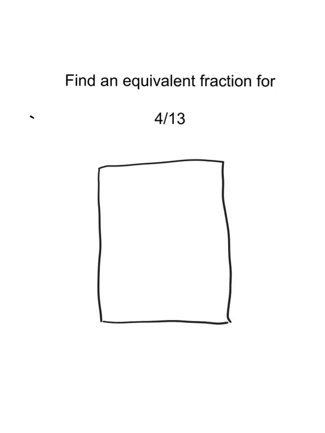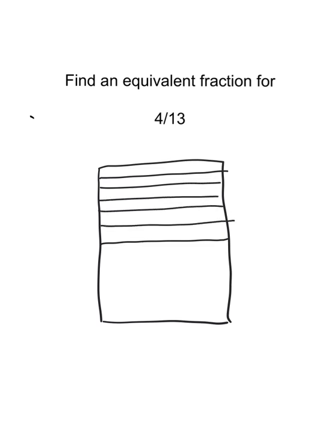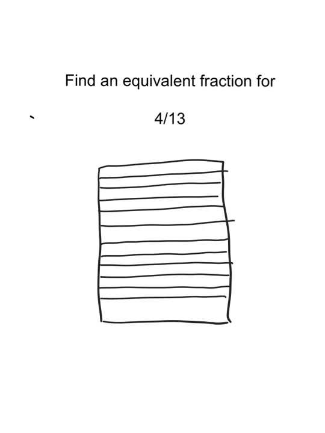Okay, I'm just going to subject you to one last problem, which is we need to find an equivalent fraction for 4 out of 13. So I'm going to divide this whole into 13 equal pieces. 1, 2, 3, 4, 5, 6, 7, 8, 9, 10, 11. Okay, I think that's 13. Let's check. 1, 2, 3, 4, 5, 6, 7, 8, 9, 10, 11, 12, 13. Okay, and then I'm going to shade 4 of them. So that's 4 out of 13.